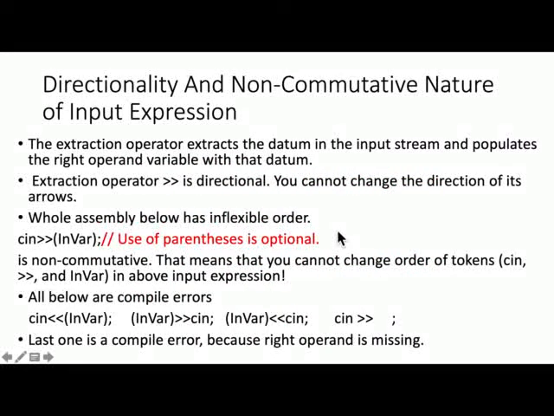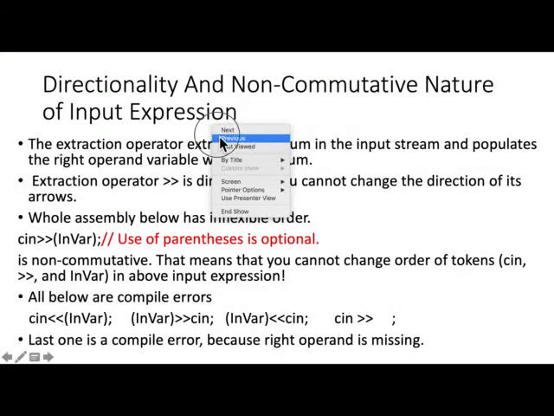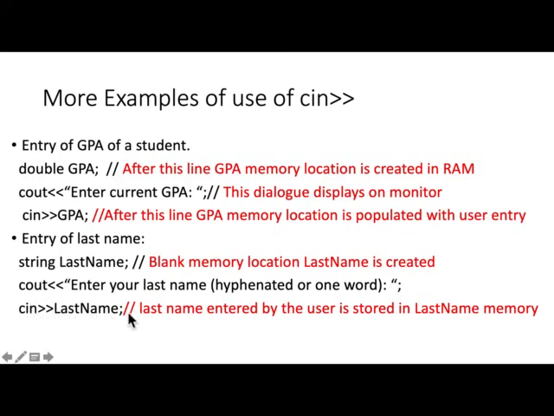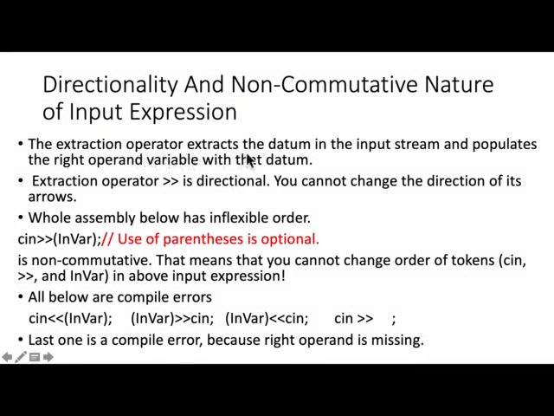One more time, we are just going to beat you on the head with this reality: the directionality and non-commutative nature of the input expression. So what was the input expression? This entire thing here is an input expression. And this expression is directional and non-commutative. The extraction operator extracts the datum in the input stream and populates the right operand variable with that datum. The extraction operator is directional. You cannot change the direction of its arrows.